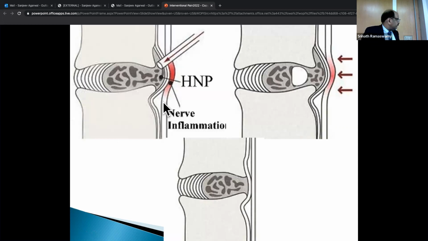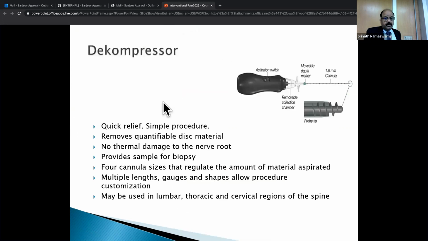And the other one is endoscopic or percutaneous dissection. Basically, the indications for these procedures would be in patients who have minimal disc herniation, and they are either not a candidate for surgery or not interested in surgery. So basically, this is a disposable device, a small cannula with a 14 gauge needle, and it has a rotating movement at the tip.